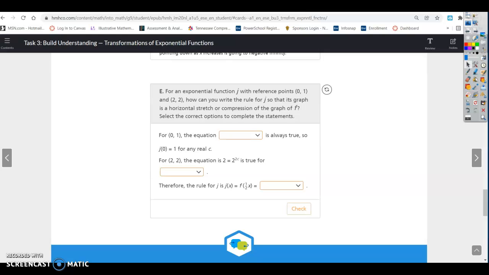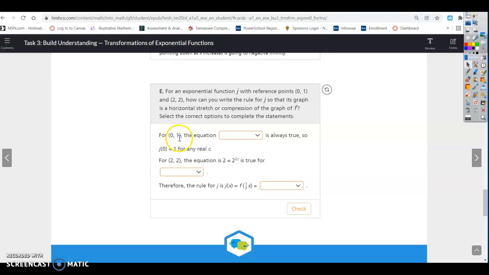Alright, so it says, for an exponential function j with reference points (0, 1) and (2, 2), how can you write the rule for j so that its graph is a horizontal stretch or compression of the graph of f? Select the correct options to complete the statements.